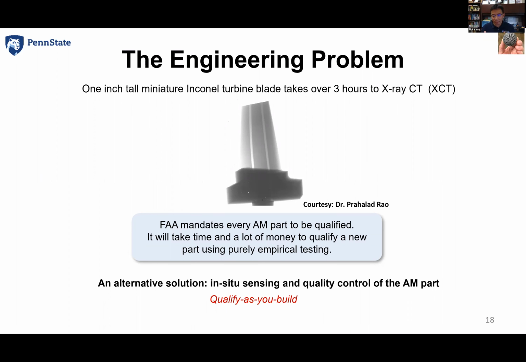And also in the post-build, if you find problems, you cannot really fix them in the process. You have to scrap the part, and that will produce a lot of waste if we can only do the post-build inspection. So an alternative solution is in situ sensing and quality control of the AM part: qualify as you build.